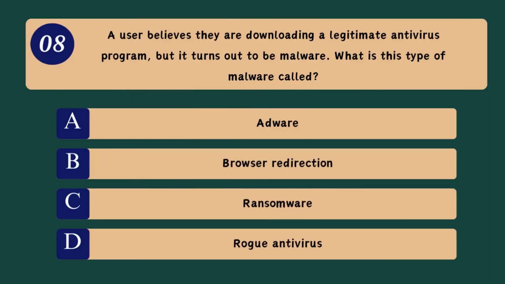Question 8. A user believes they are downloading a legitimate antivirus program, but it turns out to be malware. What is this type of malware called? A. Adware. B. Browser redirection. C. Ransomware. D. Rogue antivirus. Correct answer: D. Rogue antivirus.